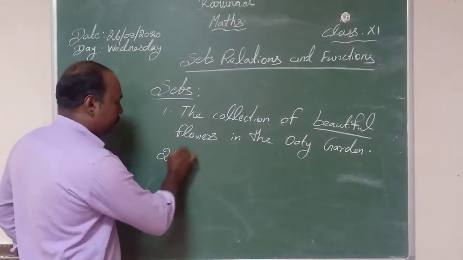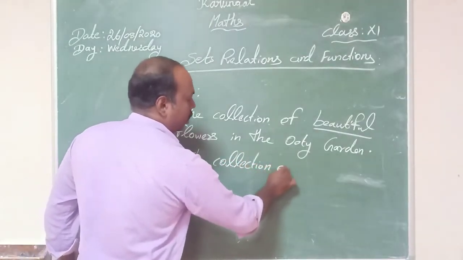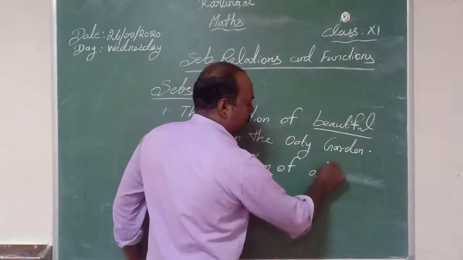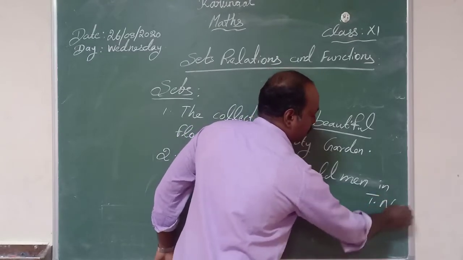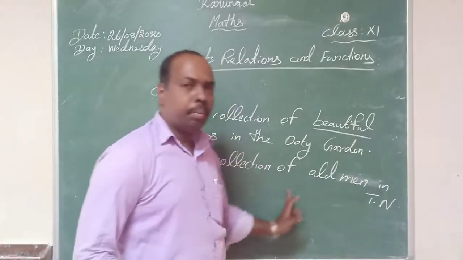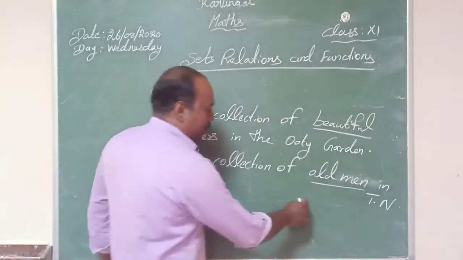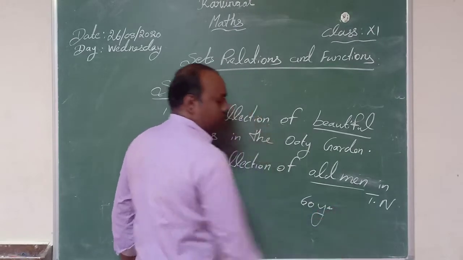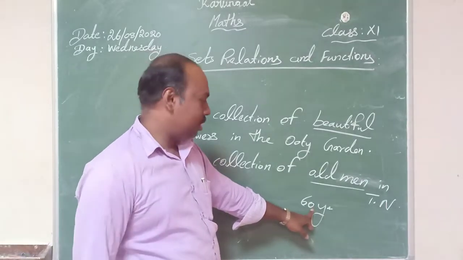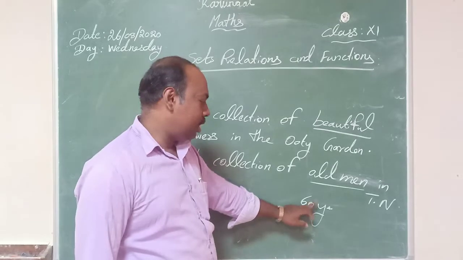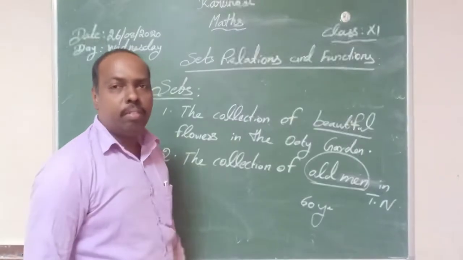Second example. The collection of old men in Tamil Nadu, whether it is a set. Old men in the sense 60 years old. Some persons will say 60 years is not yet old. I am not old, I am young. Some person will say after 60 years I am an old man. So this old man, it will be different from person to person.